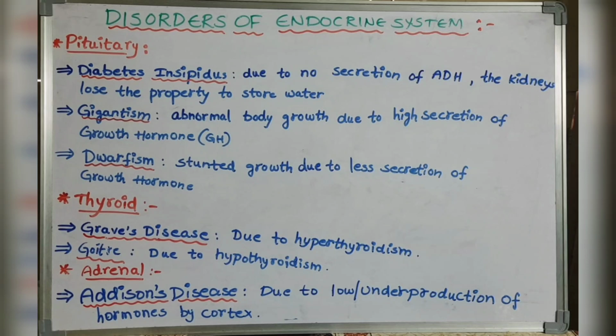The next is the disorders related to the thyroid gland. Graves' disease and goiter are the disorders related to the thyroid gland. Graves' disease is due to hyperthyroidism, which means more secretion of the thyroid hormones. Goiter is due to hypothyroidism, which means less secretion of the thyroid hormones. The next disorder is related to the adrenal gland. It is Addison's disease. It is due to low or very less, or underproduction of the hormones by the adrenal cortex.